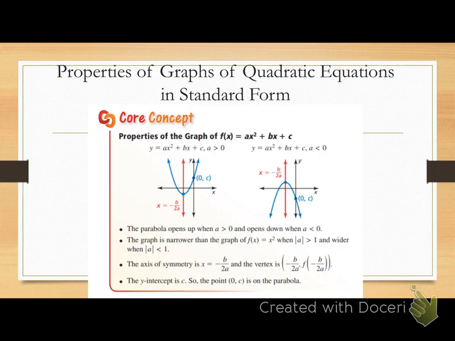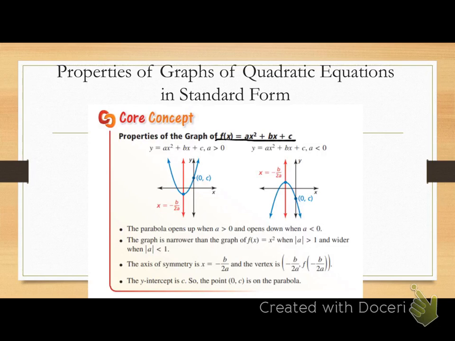So if I have a quadratic equation in standard form, it is f of x equals ax squared plus bx plus c. That's my quadratic equation in standard form. The two little graphs here are just showing two examples of a parabola opening upwards and a parabola opening downwards. If you look at this first point right here, it says the parabola opens up when a is greater than 0 and opens down when a is less than 0.